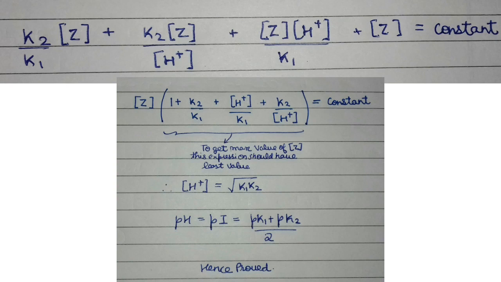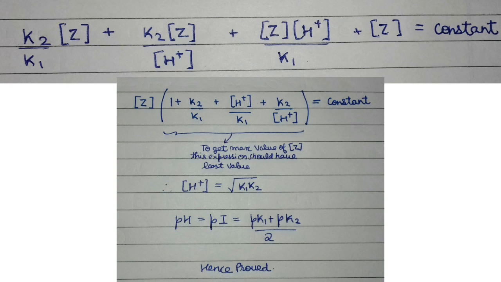Using AM and GM, which I am not showing here, you can get that for this to attain its minimum, the concentration of H positive ion must be equal to the square root of K1 and K2, and pH equal to pI equal to pK1 plus pK2 by 2.